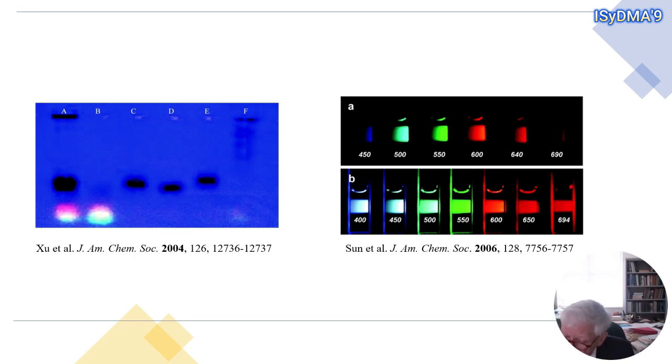So that was really the first time, and the term carbon dots itself was given by Dr. Sun from Clemson University.